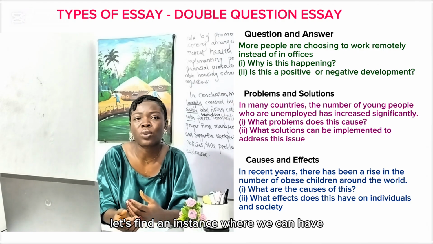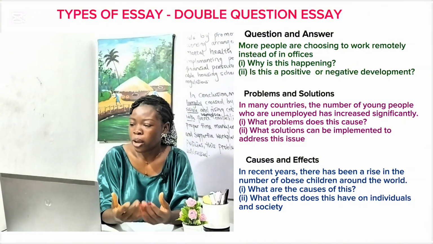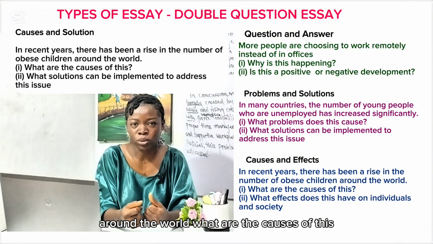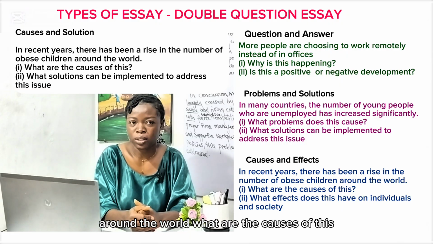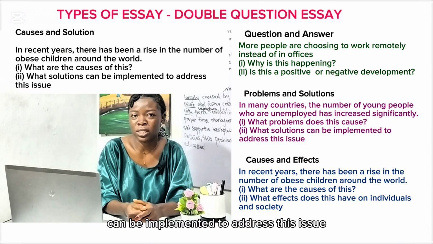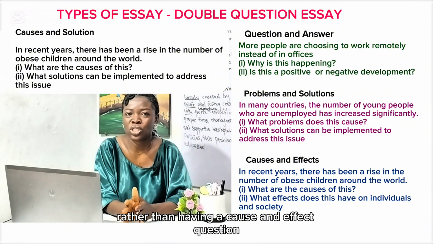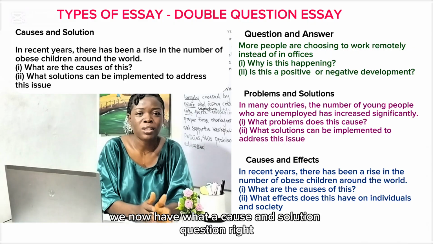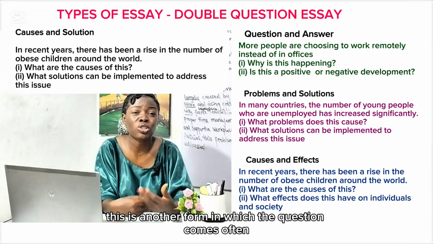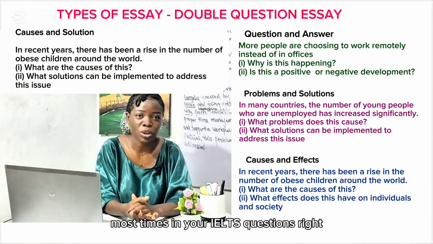Let's look at an instance where we can have a cause and solution question. In recent years, there has been a rise in the number of obese children around the world. What are the causes of this? What solutions can be implemented to address this issue? Now you can see that here, rather than having a cause and effect question, we now have what? A cause and solution question, right? So this is another form in which the question comes often, most times in your IELTS questions, right?